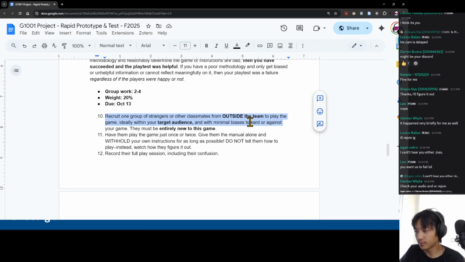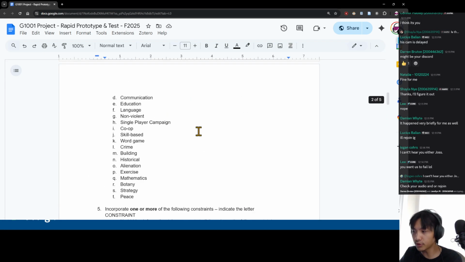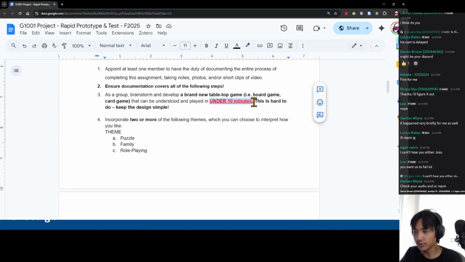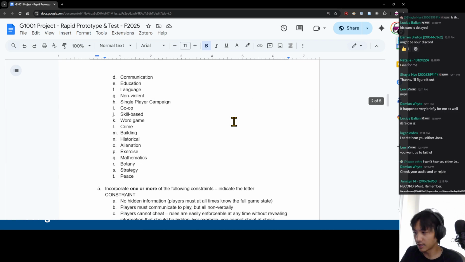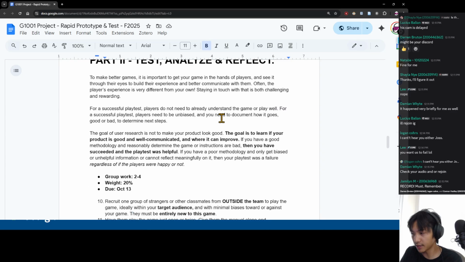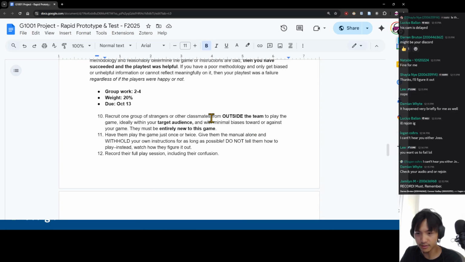But what's important is that you don't bias them ahead of time as well, and you need to record the entire play session. Remember this, folks. You need to record the entire play session. It doesn't need to be long. It could be 20 minutes, right? Your games are supposed to be, in theory, playable in 10 minutes. In practice, that might not happen. In practice, it might take 20 minutes. But you need to record the thing because that's part of what you have to submit.